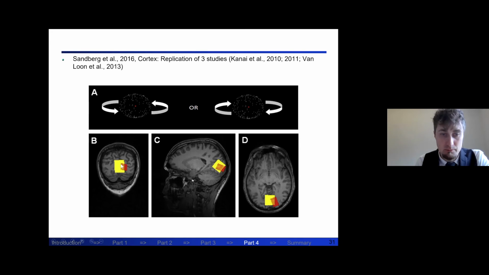We have 2 voxels, a large one covering most of the medial part of the occipital lobe, and then a small one here that's marked in red that covers most of the calcarine sulcus, so V1-like. So you need a structural scan to position these. So we could at the same time replicate the original Kanai studies as well.